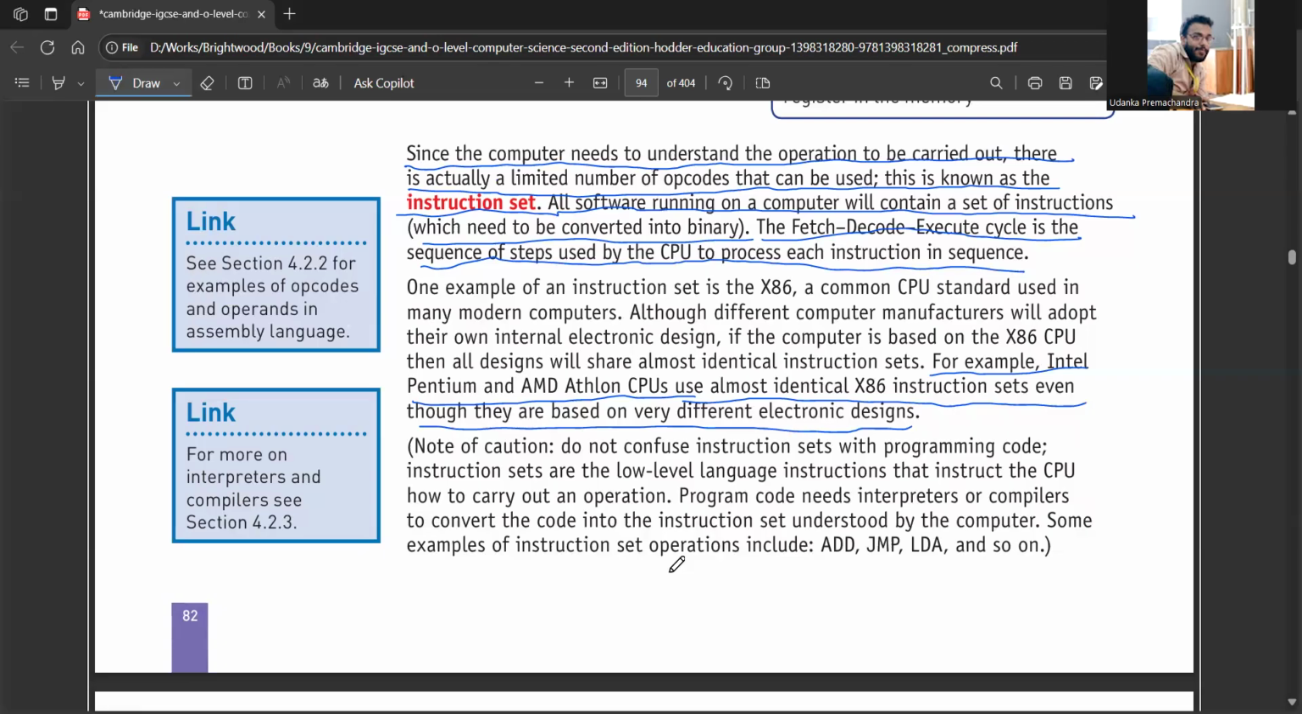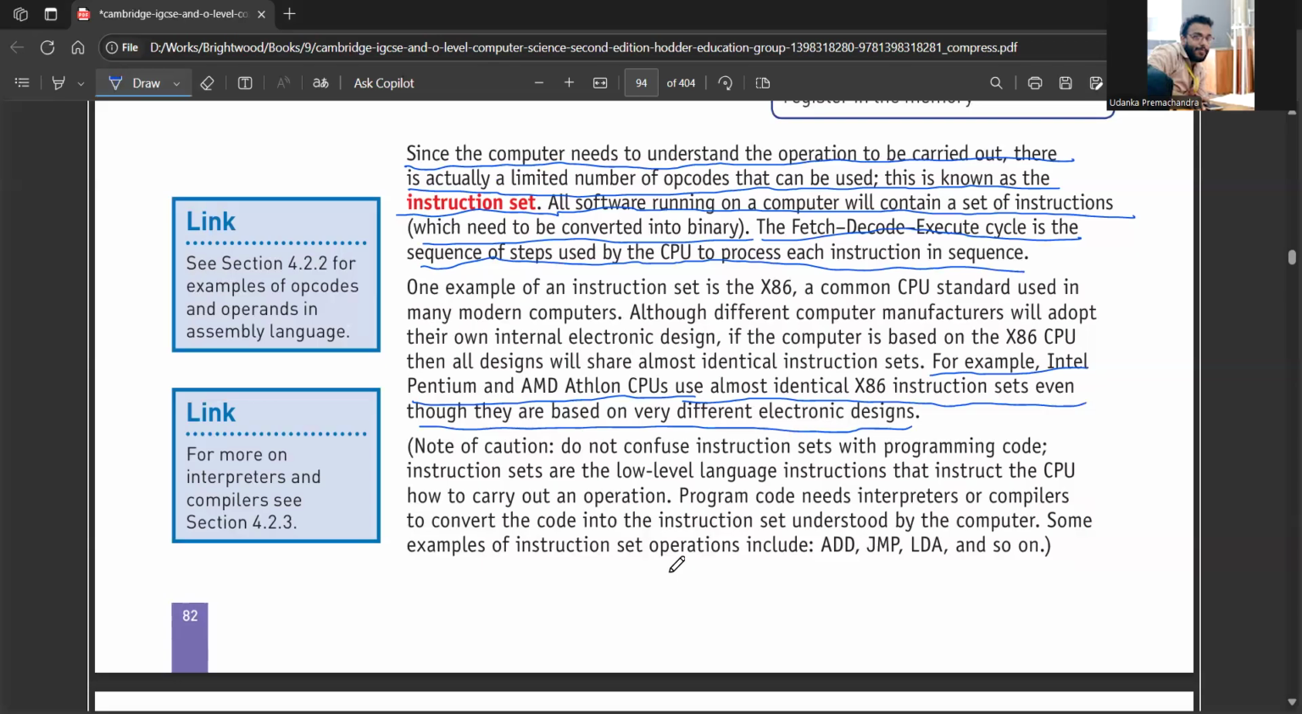Instruction sets are low-level language instructions that instruct the CPU how to carry out operations. Instruction set is a low-level language, which means it follows machine language, zeros and ones. They mention how the operation should be carried out.